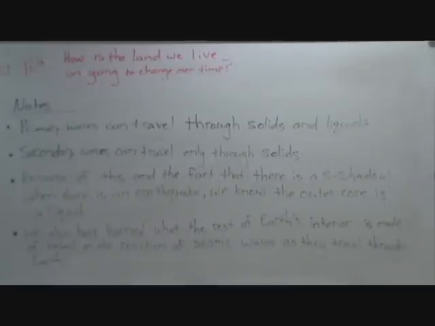Alright, so here are your notes for seismic waves in the S-shadow lesson. Primary waves can travel through solids and liquids. Secondary waves can travel only through solids. Because of this and the fact that there is an S-shadow when there is an earthquake, we know the outer core is a liquid. We also have learned what the rest of Earth's interior is made of based on the reaction of seismic waves as they travel through Earth. Make sure you have those written down on your page for the S-shadow and seismic waves.